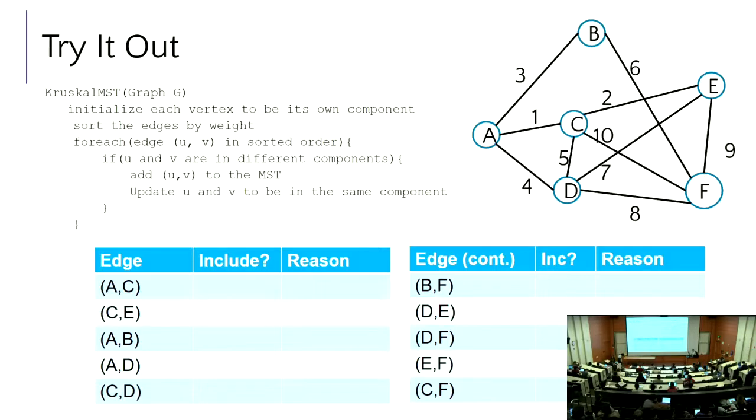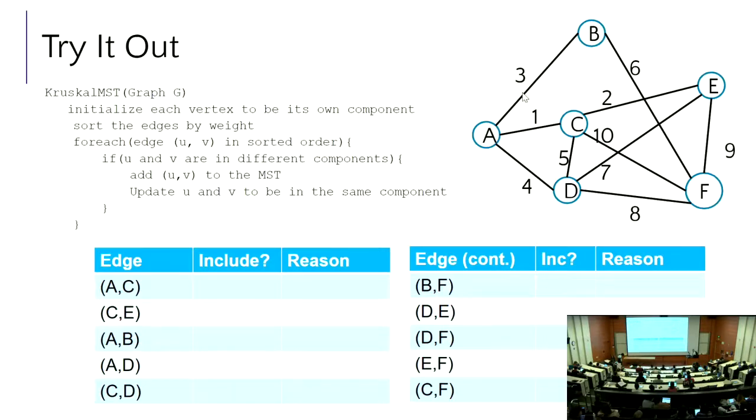And then I go to A and B, and that's the 3. I ask myself, does that include some disconnected component? So now A, C, and E are a single component. They're best buddies, all grouped together. Would including this edge expand the set of vertices that are connected? Is it going to pass this if statement?